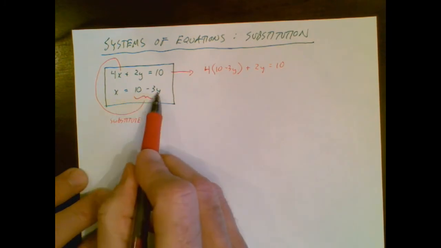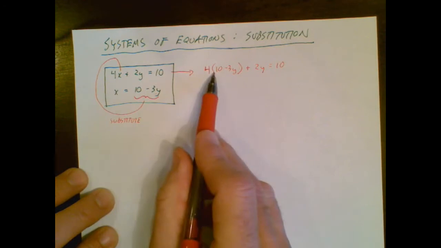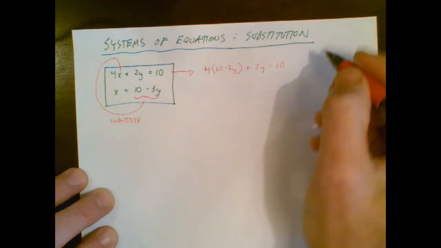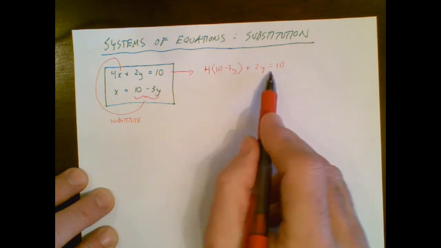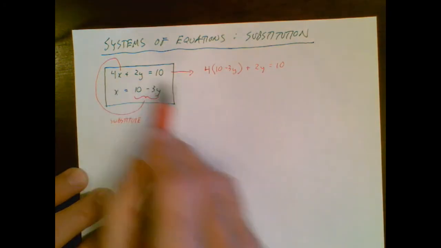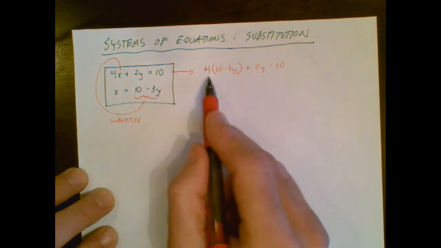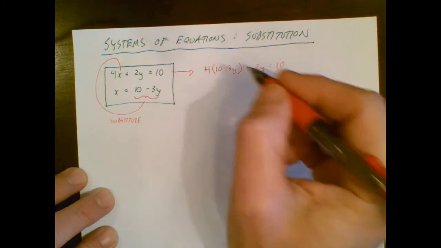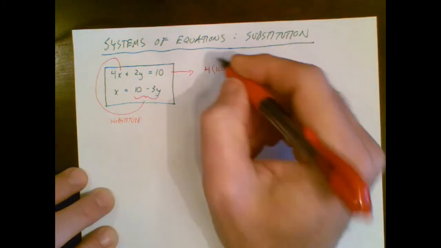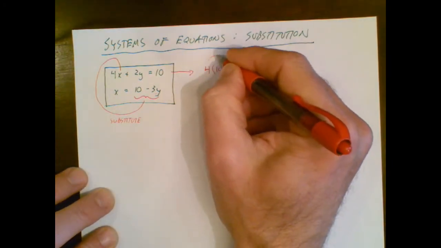So if 10 minus 3y substitutes for x, why did I do it? It's because now in this equation there are only y's. In the other equation there were x's and y's floating around together. Having just one variable is good because now I can solve for that variable. I just have to be good at the algebra steps that we learned earlier in the year.